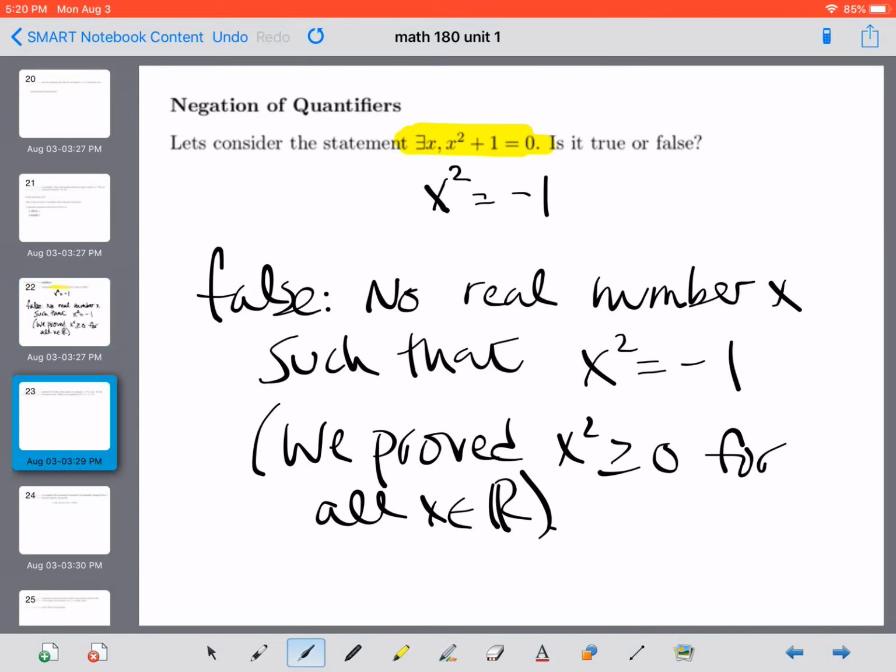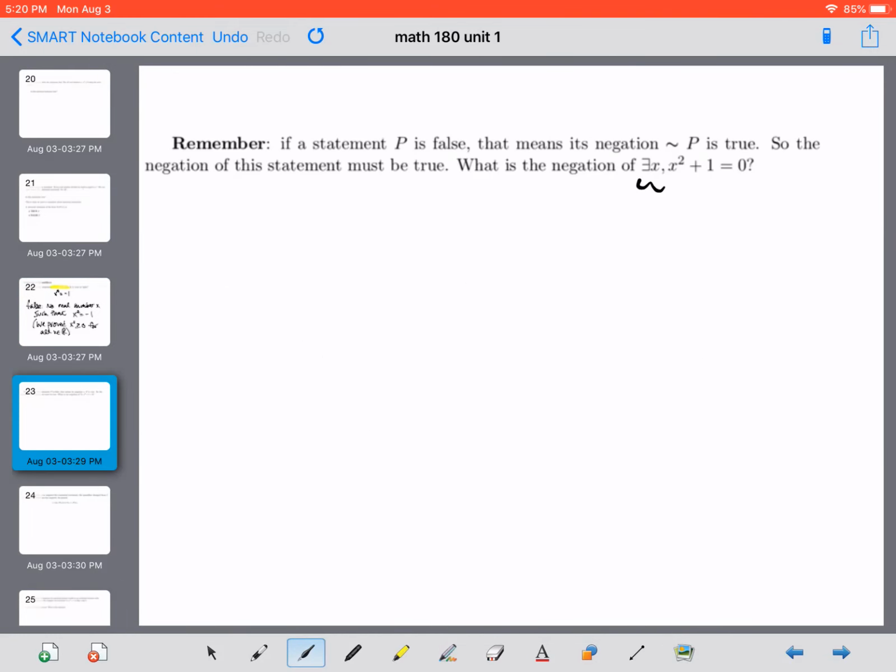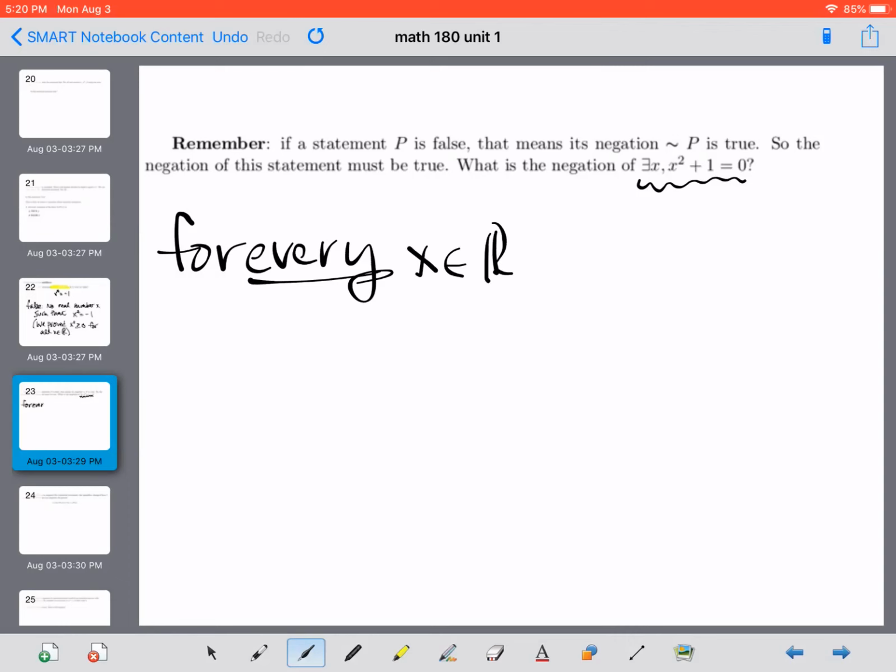But remember, if a statement of some form P is false, we know that its negation is also true, which means the negation of this statement has to be a true statement, because this statement itself is false. So what is the negation of there exists an x such that x squared plus 1 equals 0? Well, to say that this is not true means to say for every potential x value, so for every x in R, it's not the case that x squared plus 1 is equal to 0.